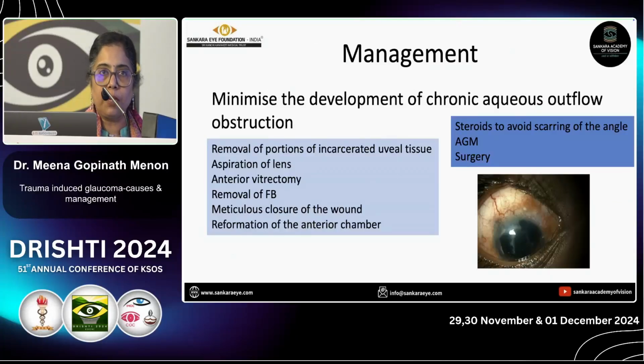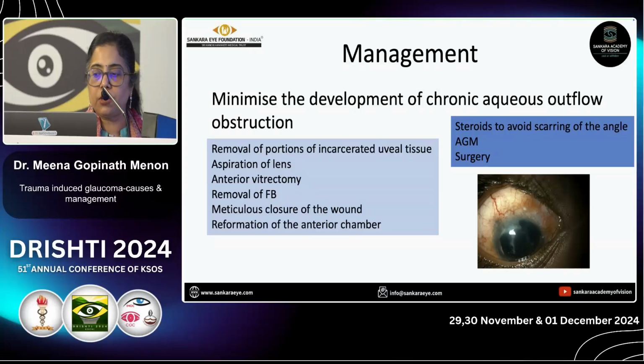How do we manage these cases? First and foremost, minimize the development of chronic aqueous outflow obstruction. So how do we do that? This is a case of penetrating injury. So you make sure that the wound is tightly closed and there is no incarcerated uveal tissue. If there is a lens injury, make sure that aspiration of the lens is complete, and the anterior chamber has to be reformed completely so that peripheral anterior synechiae formation is reduced. Steroids to avoid scarring: once we make sure that there is no infection involved, steroids have to be given. Anti-glaucoma medications, and sometimes shunt surgery.